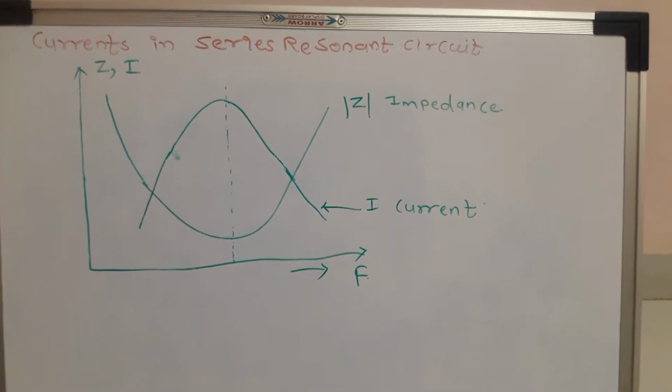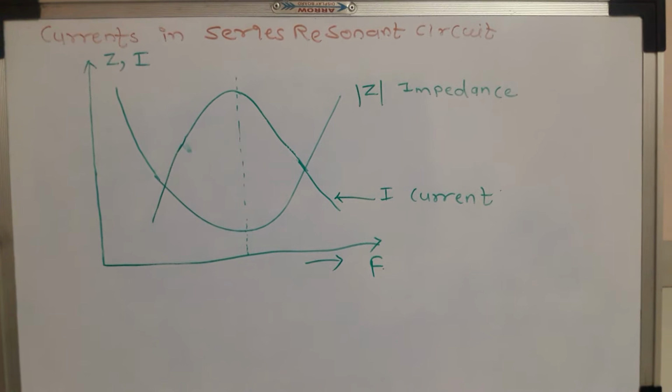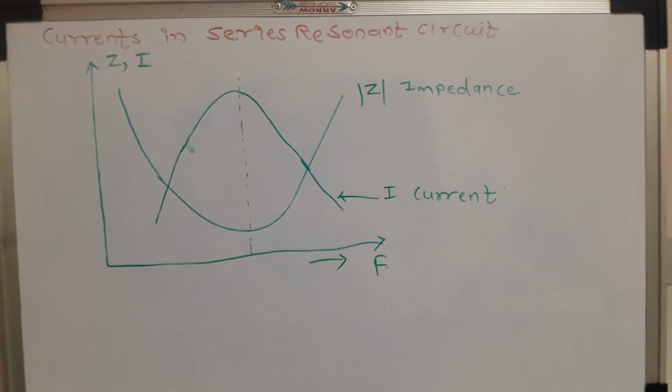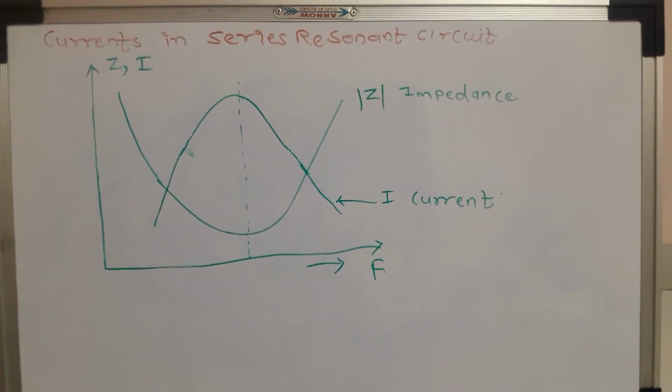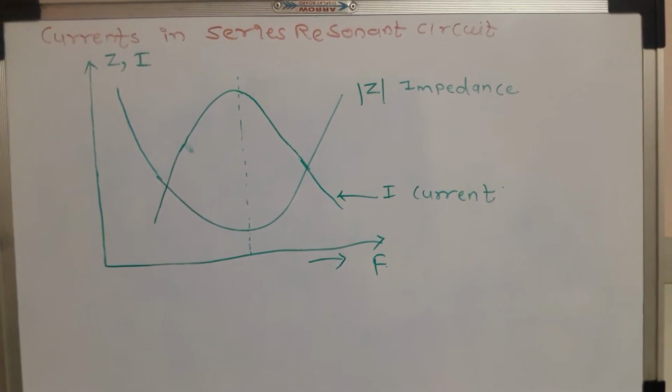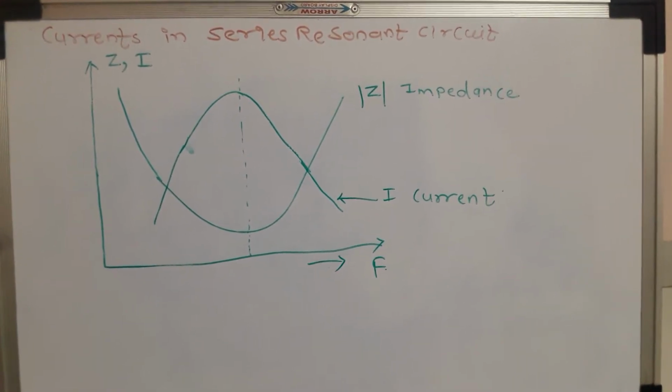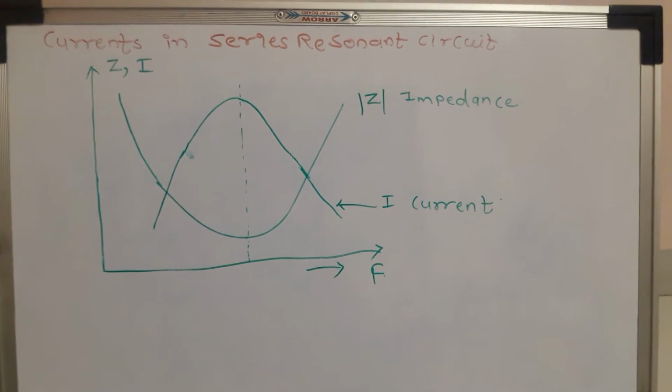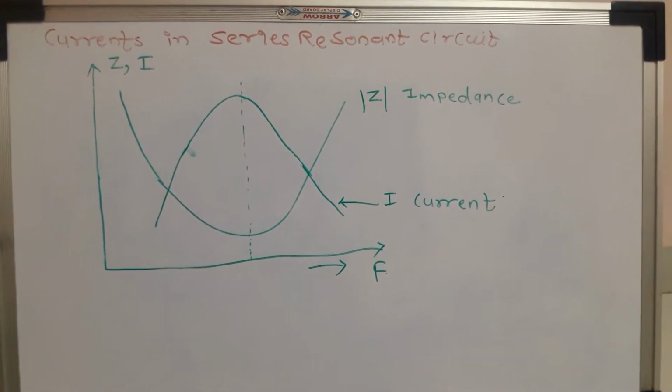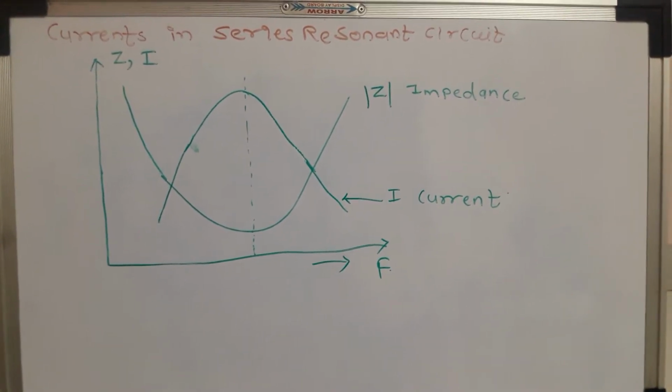The variation of impedance and current with frequency is shown in the figure. At resonant frequency, capacitive reactance becomes equal to inductive reactance and hence impedance is minimum. Because of minimum impedance, maximum current flows through the circuit.